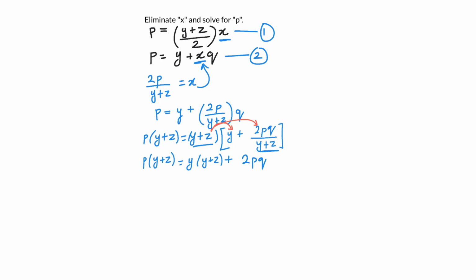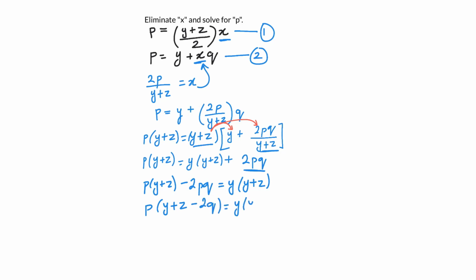Now we will combine all the quantities that contain p, all the terms that contain p. So let us take this quantity to the left hand side. P times y plus z minus 2pq equals y times y plus z. Let's factor out p on the left hand side. P times y plus z minus 2q equals y times y plus z.